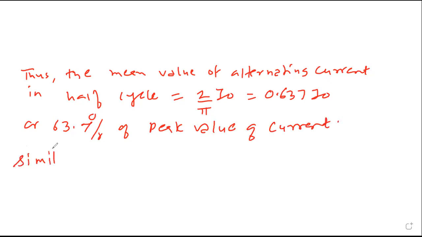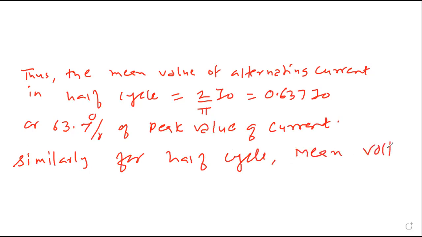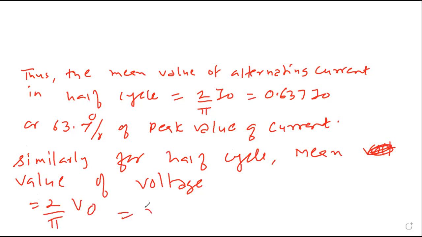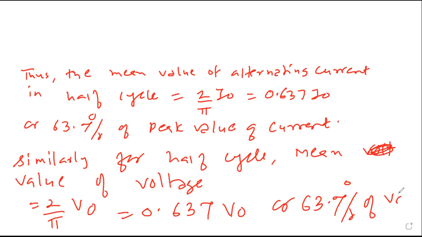Similarly, for half cycle mean value of voltage equals to 2 upon pi V naught, which is same as 0.637 V naught or 63.7% of V naught.